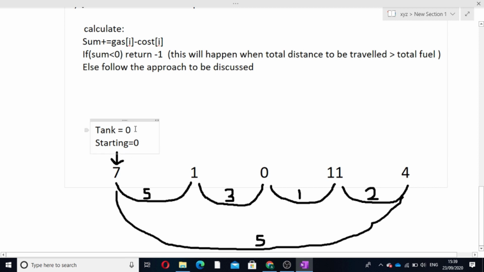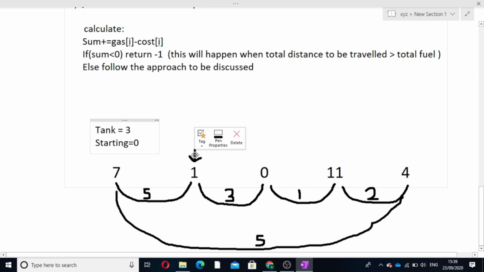Now our tank's value will get updated to 7. We require 5 units of fuel to move to the next gas station. So when we move to the next gas station, our tank capacity will have reduced to 2, that is 7 minus 5. Now at this gas station we can fill our tank with 1 unit. So the total capacity will become 3.